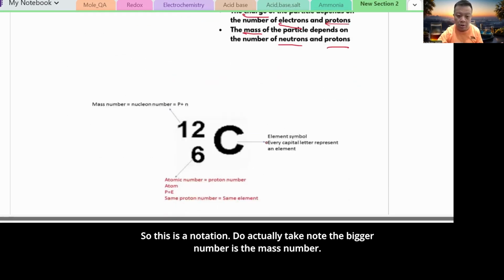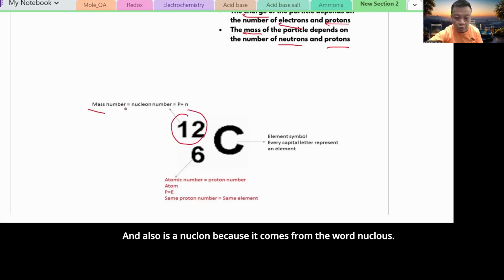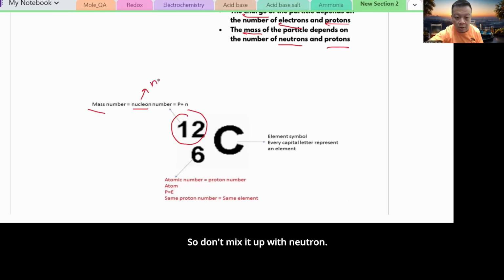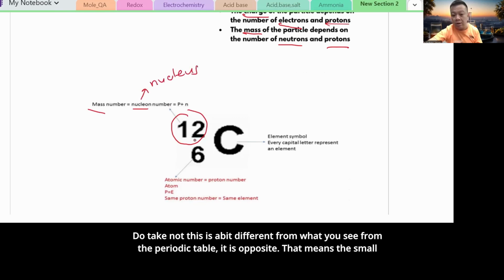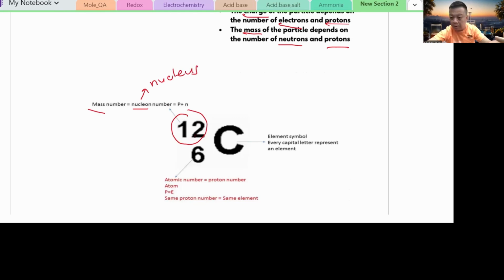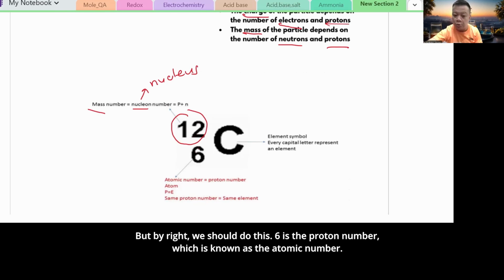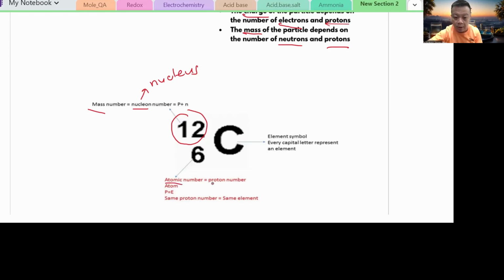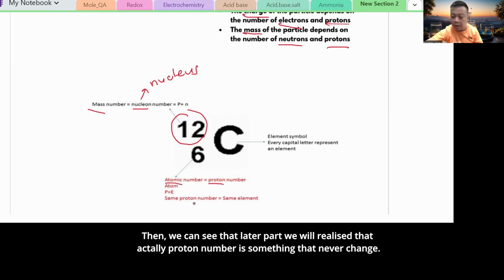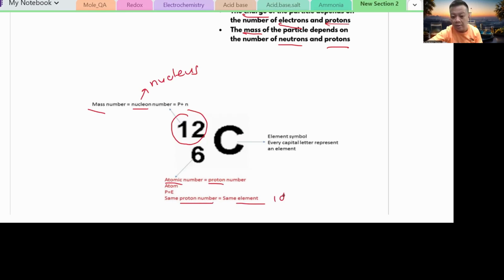So this is a notation. Do take note, the bigger number is the mass number, also known as the nucleon number, because it comes from the word nucleus. So don't mix it up with neutron. This is a bit different from what you see on the periodic table. It is opposite: there, the small number, the atomic number, comes first, followed by the mass number. But by right, the presentation should be done this way. So 6 is the proton number, which is known as the atomic number. Later on, you will realize that the proton number never changes, so we can use it to identify an element.